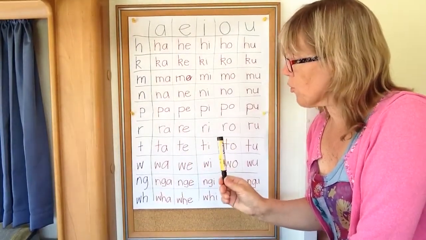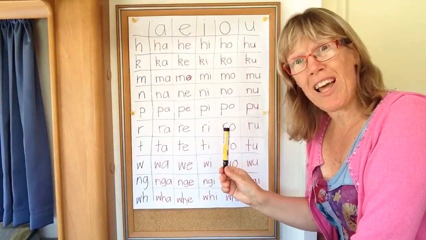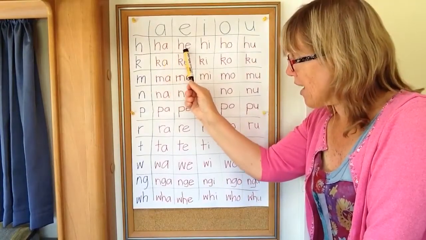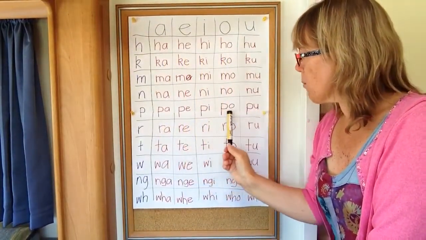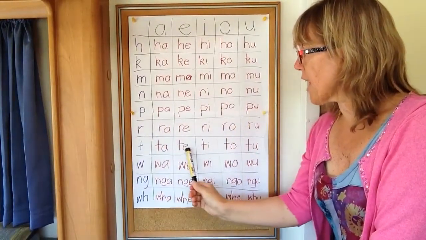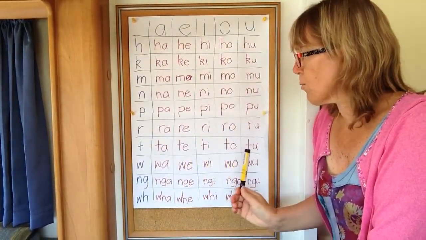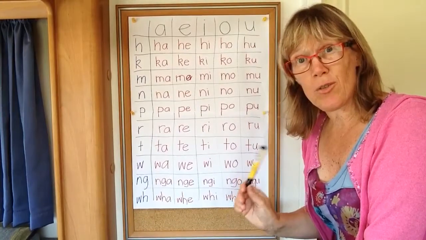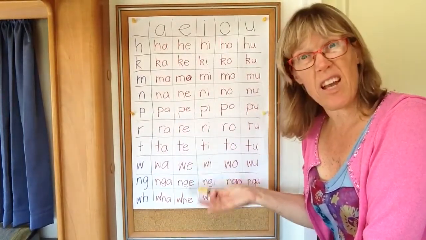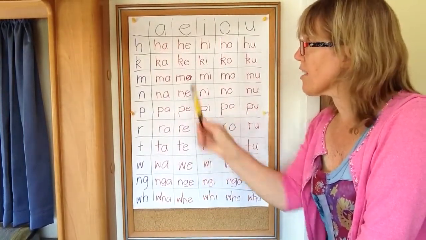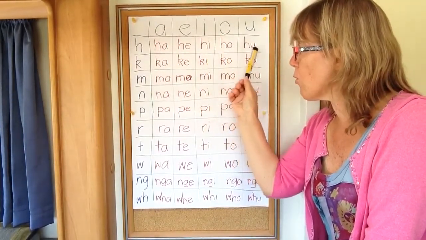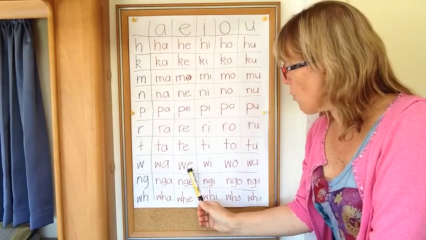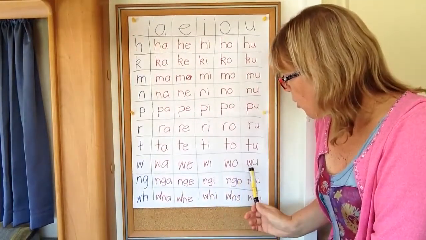The other thing you can do is to do it a little bit like a chant. You can go ha, he, hi, ho, hu, pa, pe, pi, po, pu, ta, te, ti, to, tu. And you can even do that to the tune of something else that you sing already, such as ha, he, hi, ho, hu, wa, we, wi, wo, wu.